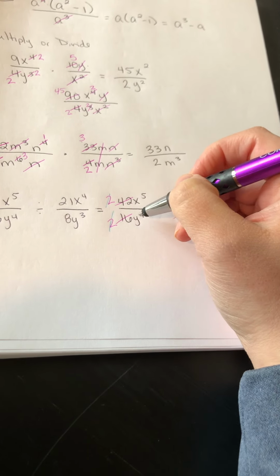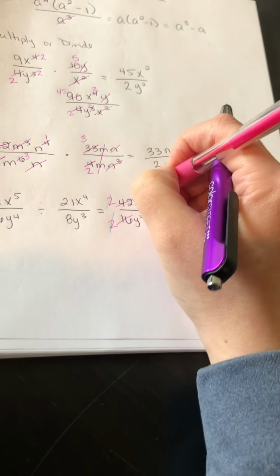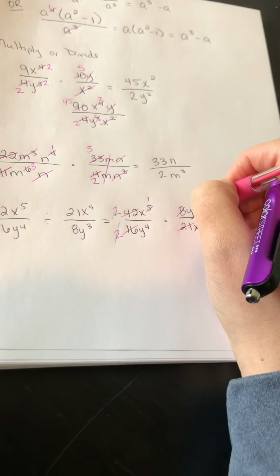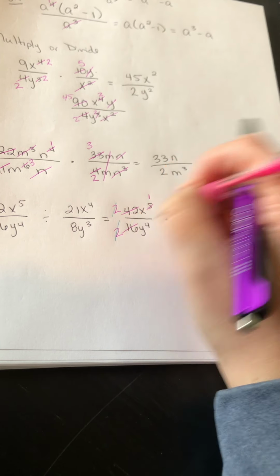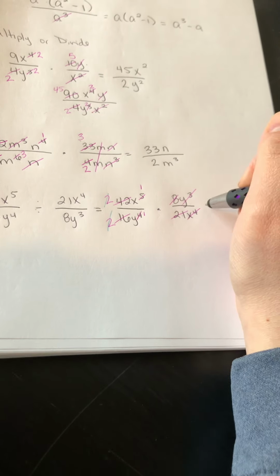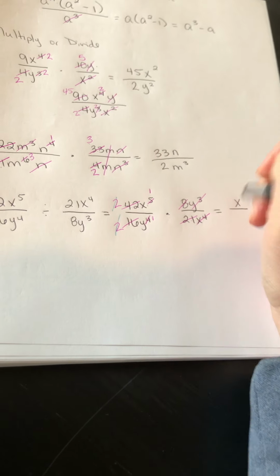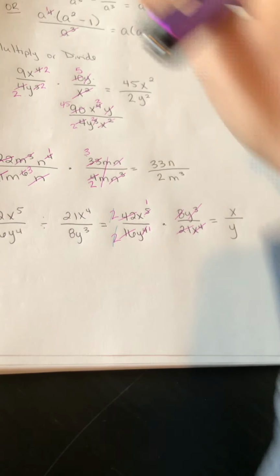I have an x to the 5th and an x to the 4th down here, so I've got 5 minus 4 is 1. I've got a y cubed and a y to the 4th here, so y cubed's gone, 4 minus 3 is 1. So all I have left is x to the 1st, so x in the numerator, and y to the 1st, so y in the denominator.